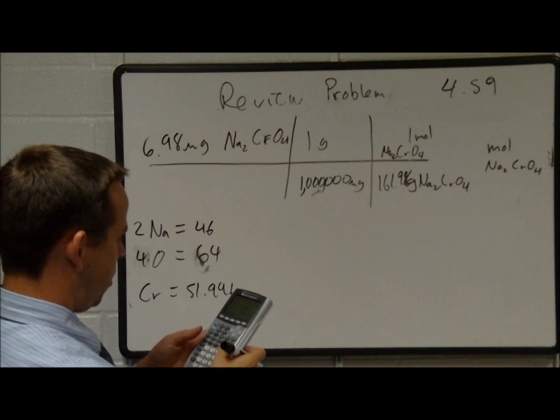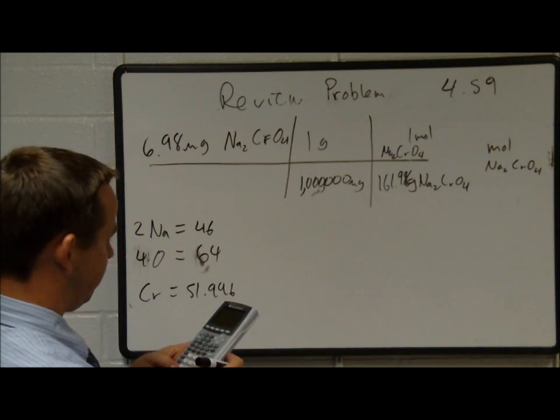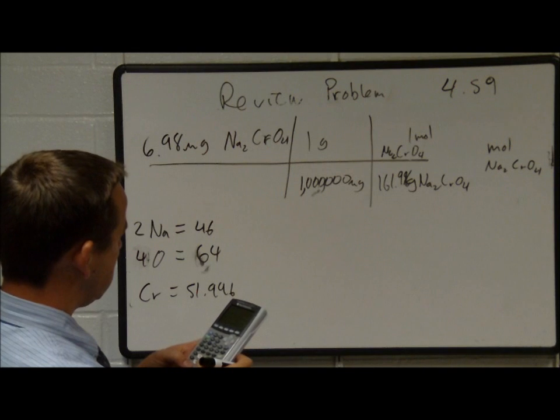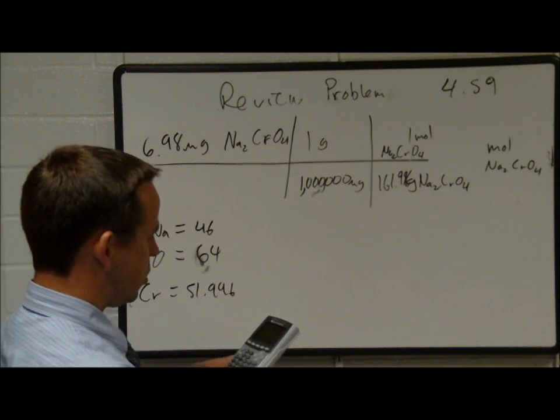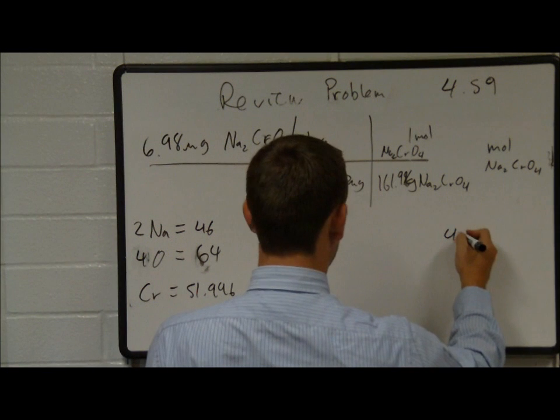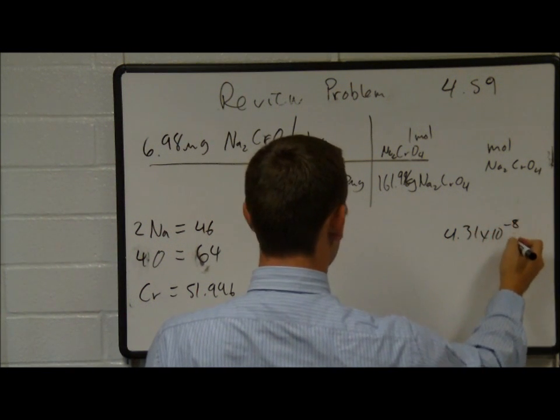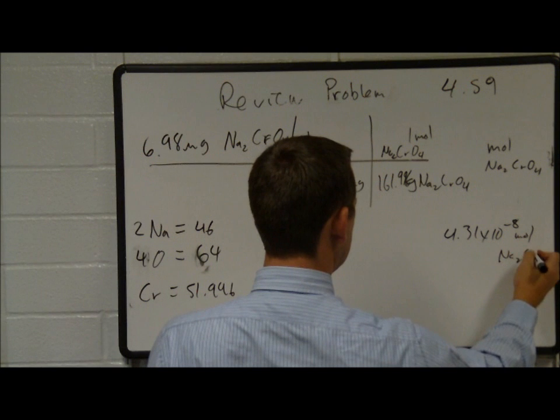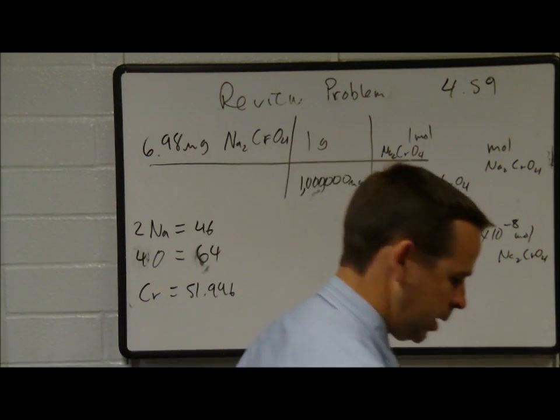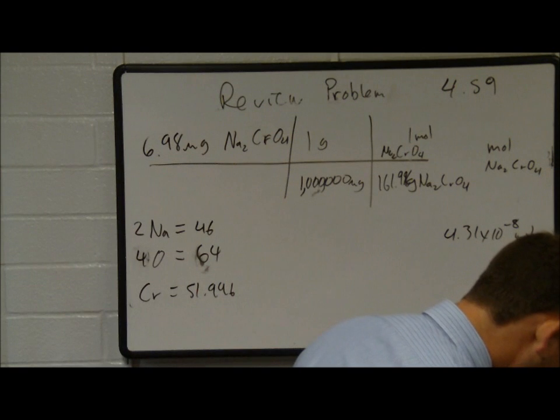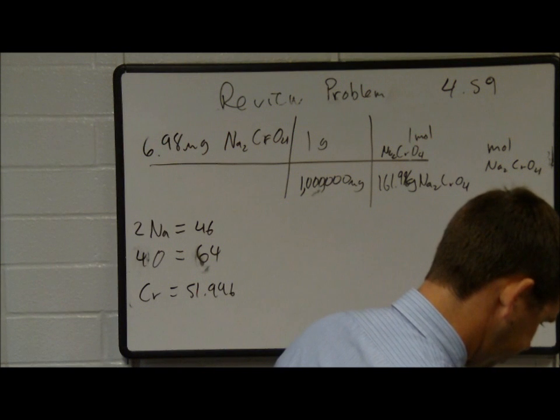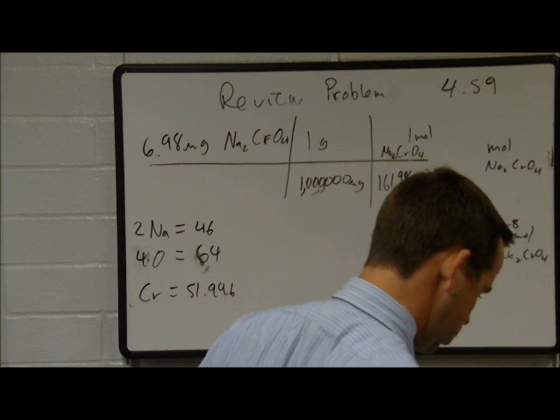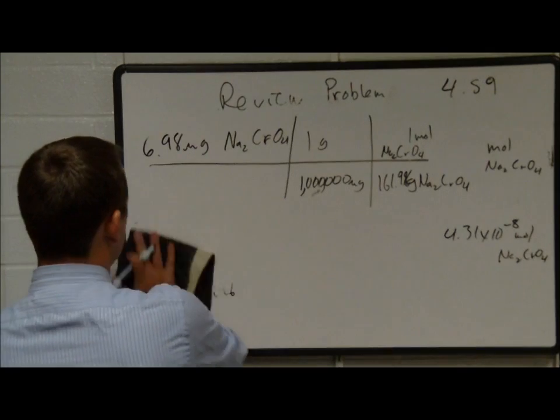6.98 divided by a million divided by 161.996. So 4.31 times 10 to the minus 8 moles of Na2CrO4, sodium chromate. All right, 459. Let's make sure we got it. 4.31 times 10 to the minus 8. Good. All right. 461.